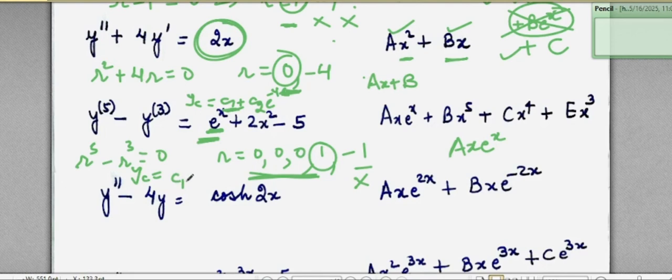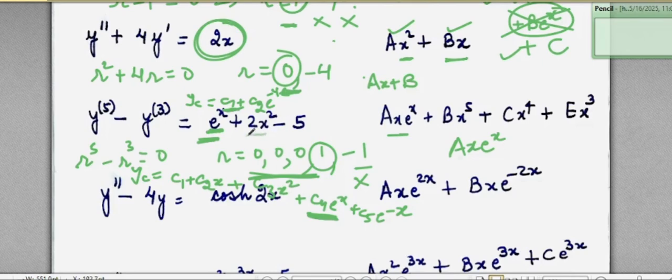First let me write this. Your yc will look like this: C1 plus C2 x plus C3 x squared e to power 0x, C4 e to power x, C5 e to power minus x. So a x e to power x plus b e to power x will come from the e to power x component, but a b e to power x type term is already in yc, so we don't write it.